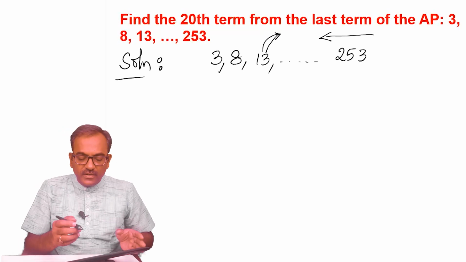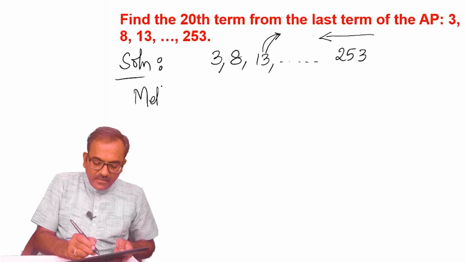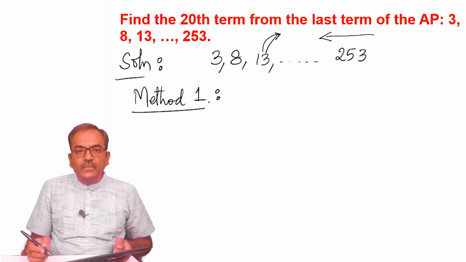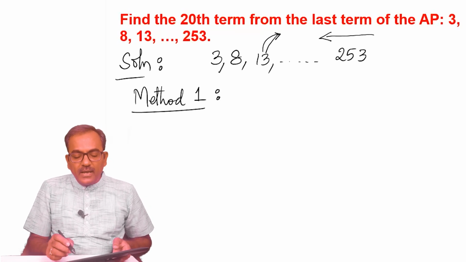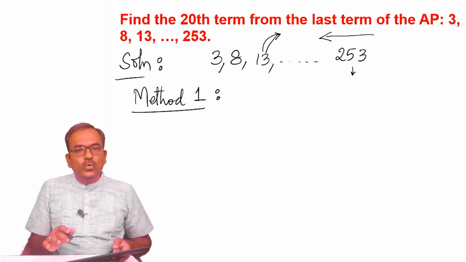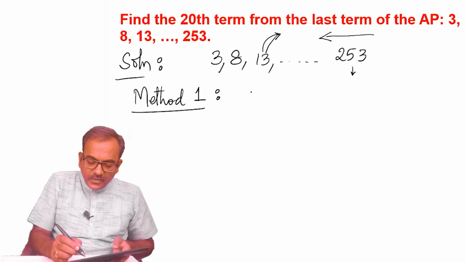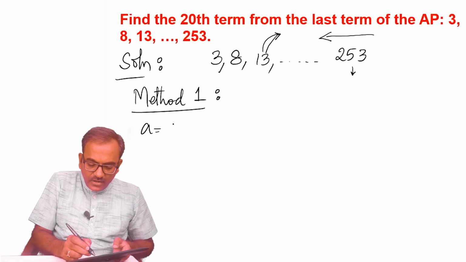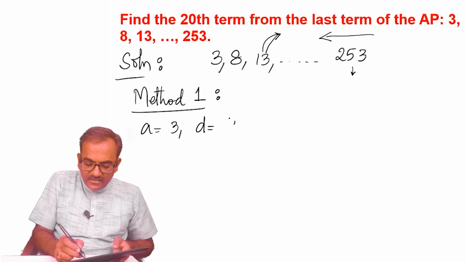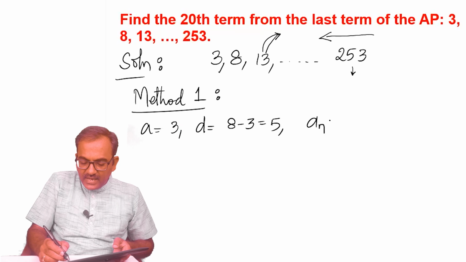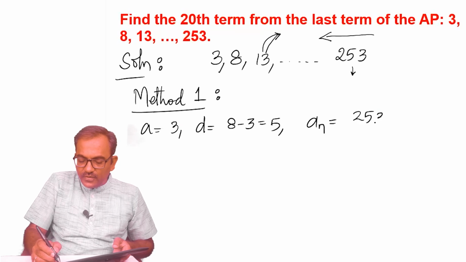Fine, let's approach in the first method. Method 1. Here I will be determining the last one. I will be checking out how many terms are there, and then I'll subtract 2 terms, and then I'll come back to the third term from the last term. So here I have A is equal to 3, D is equal to 8 minus 3, that is equal to 5. I have AN is equal to 253.